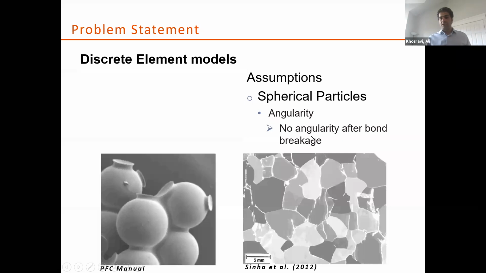With the spherical shapes for the particles, we're going to miss two of the main characteristics of a granular material. Angularity, and with angularity here, let's say first, this is what we have in simulations. This is what we have in reality. No angularity after bond breakage, as you can see here. If there is no angularity after the bond breakage, then the behavior we are going to have in the post-failure range is going to be considerably different from what really happens in the field.